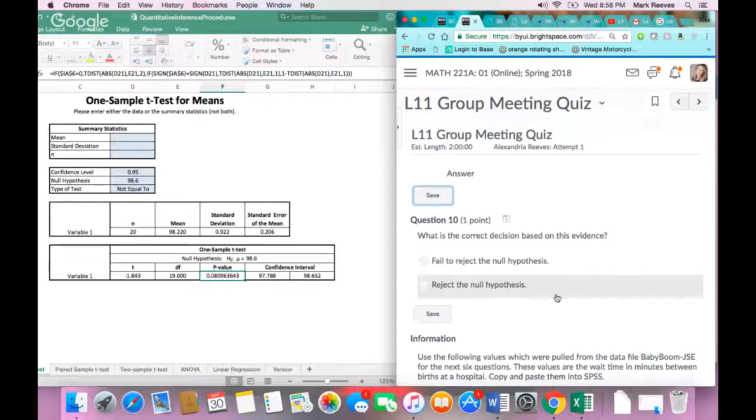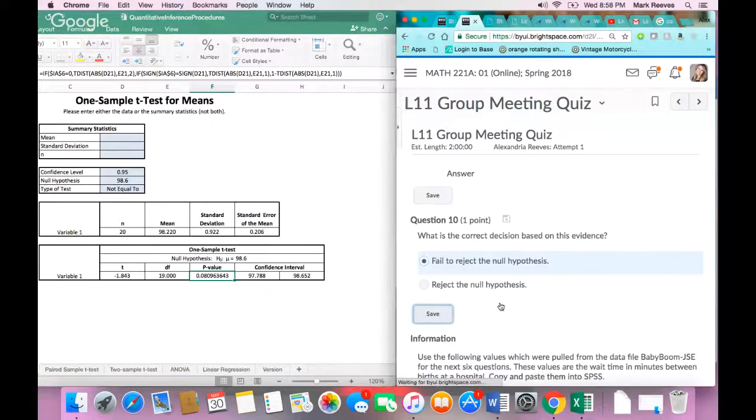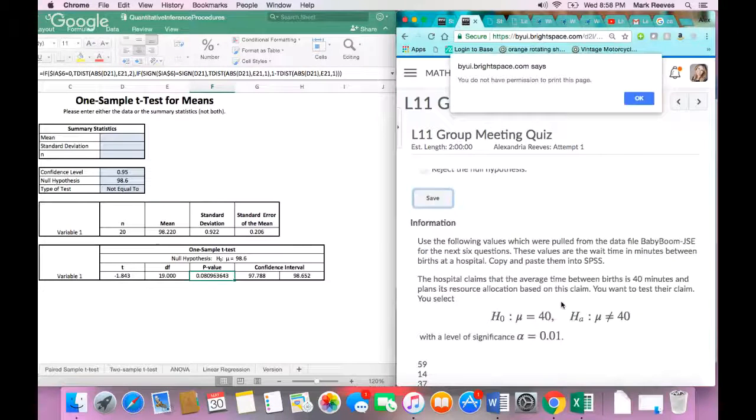Okay. And since that is greater than the null hypothesis, right? Does that mean it fails to reject it? Yeah, since it's greater than the level of significance, it fails to reject. Okay. There we go with those double negatives. I know. That one was hard.